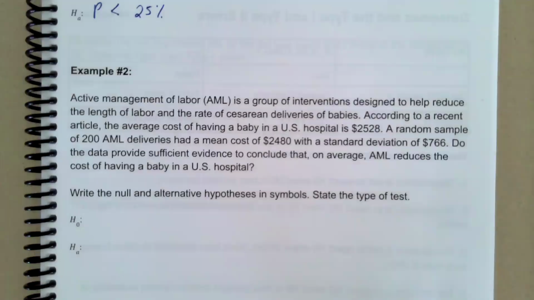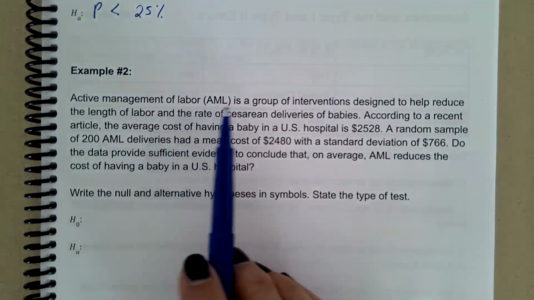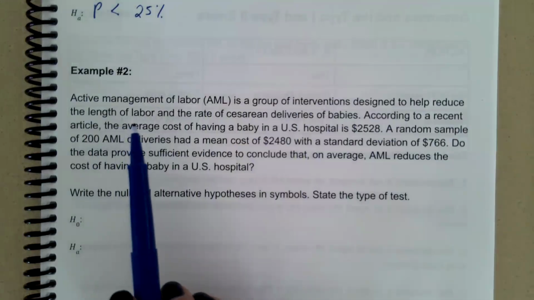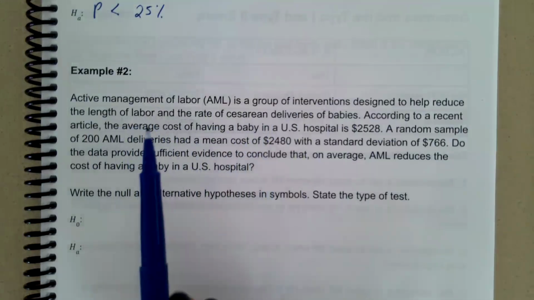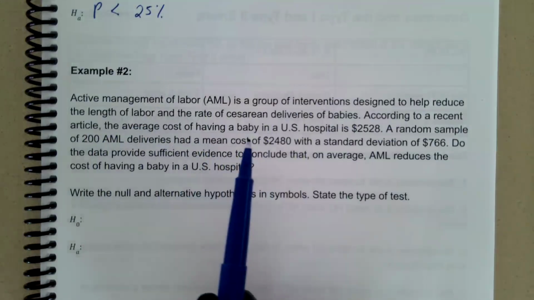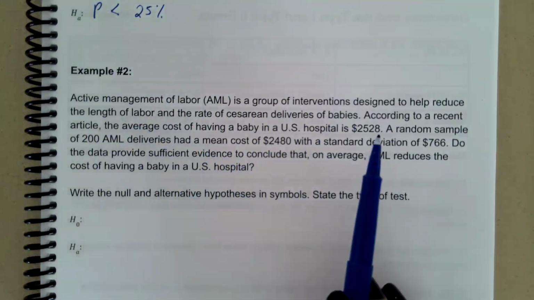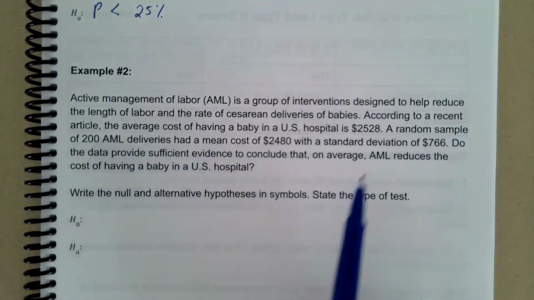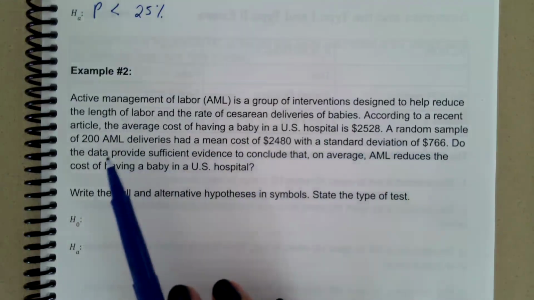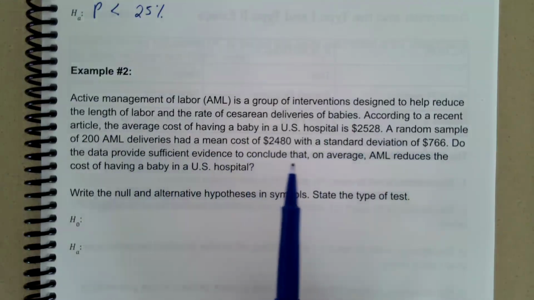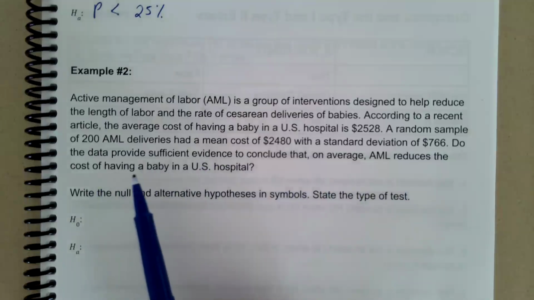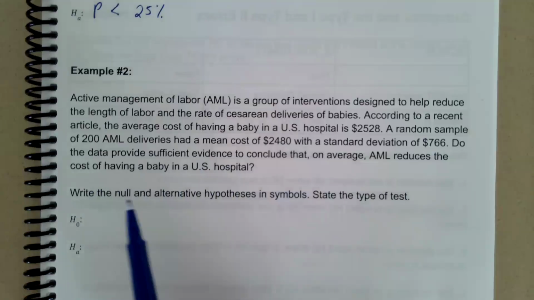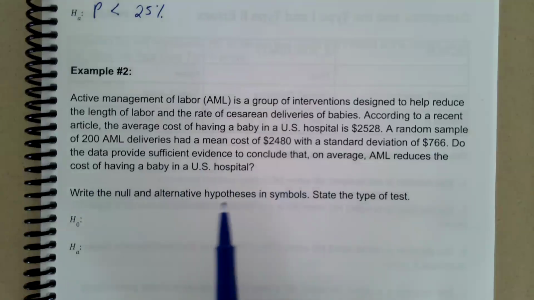Example 2. Active management labor is a group of interventions designed to help reduce the length of labor and the rate of cesarean deliveries of babies. According to a recent article, the average cost of having a baby in a U.S. hospital is $2,528. A random sample of 200 AML deliveries had a mean cost of $2,480 with a standard deviation of 766. Do the data provide sufficient evidence to conclude that on average, AML does reduce the cost of having a baby in a U.S. hospital? Write the null and alternative hypotheses in symbols. State the type of test.